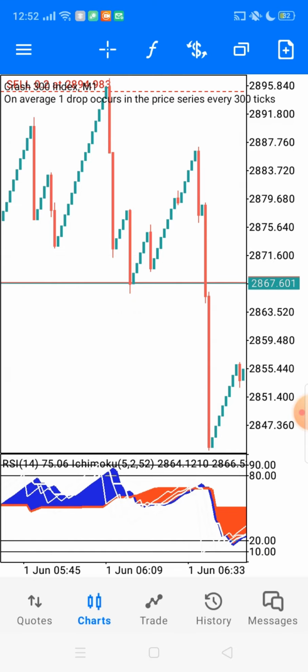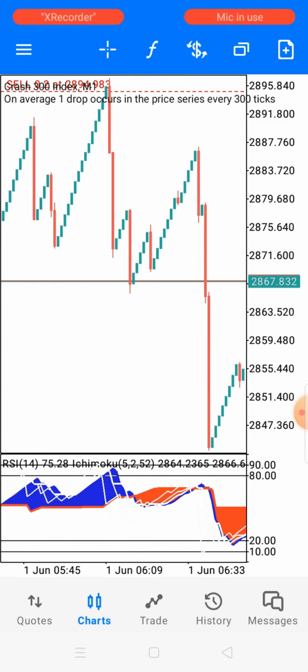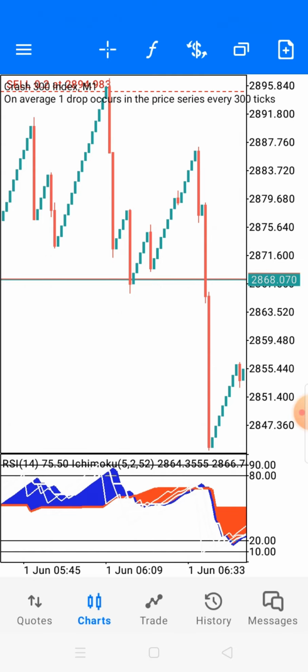So if you quickly go, this is the crash market. This is Crash 300, and you could use this strategy for Crash 1000, Crash 500. You could use it for Boom and Crash, for Boom 1000, Boom 500. Every Boom and Crash market that you want to be trading on.